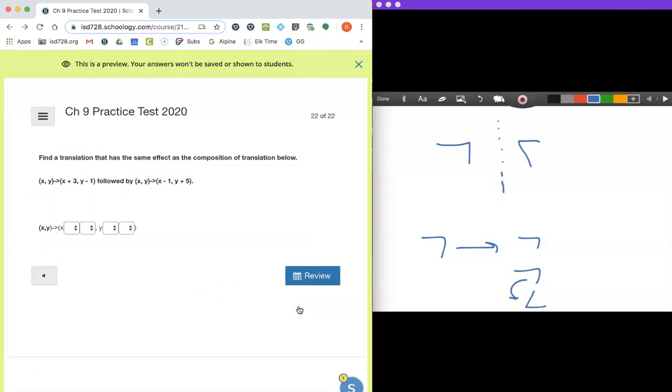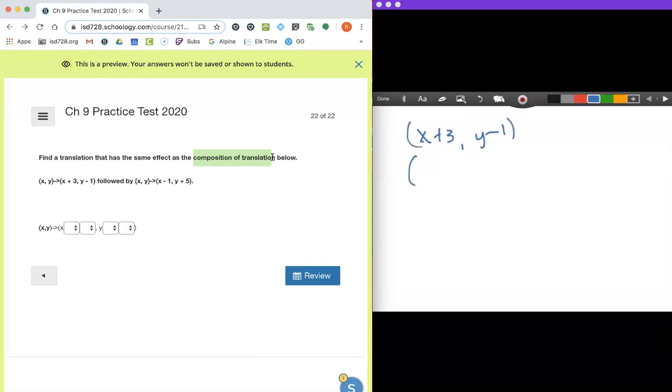And then find a translation that has the same effect as the composition. So last one, okay? Composition means we're going to do two translations in a row. So the first translation is +3 for the x, -1 for the y. All right, then the next one is -1 for the x and +5 for the y. So what's going to happen there is if I'm doing a composition, I'm going to combine.